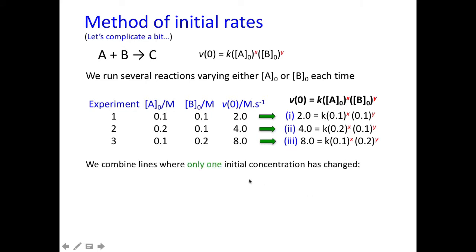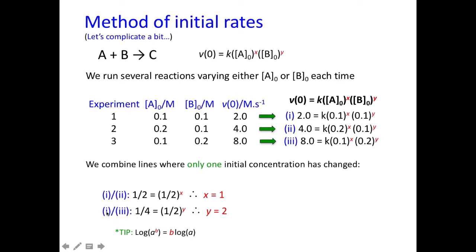Which means let's divide equation 1 by 2. So the first divided by the second. If you divide this by this, it is 1/2. This by this, so k just disappears, and we get this divided by this, which is just 1/2 to the power of x. So x is equal to 1. Which means the reaction is first order with respect to reagent A.